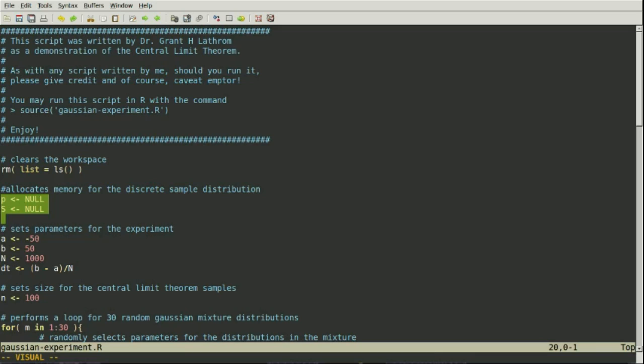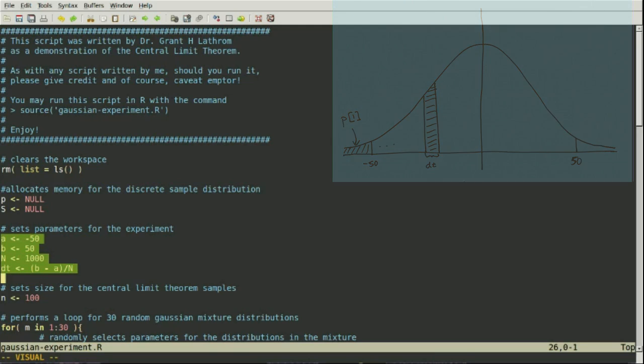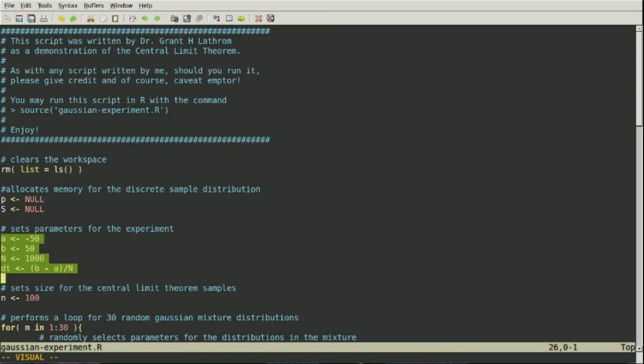And so we will select some Gaussian distributions. We're going to select an interval. The left endpoint of this interval is going to be A, and it's going to be out here at -50. The right endpoint of the interval is going to be out here at 50. And we're going to divide this interval up into 1,000 subintervals. That gives us a width of each interval of dt being (b minus a) over capital N.